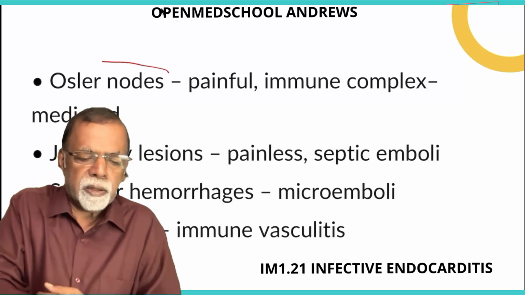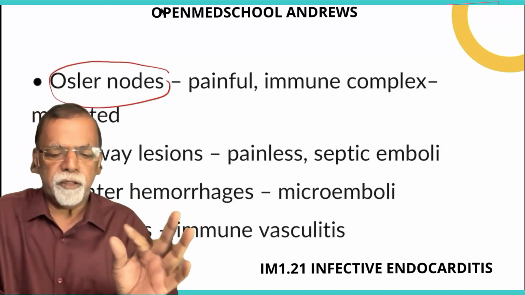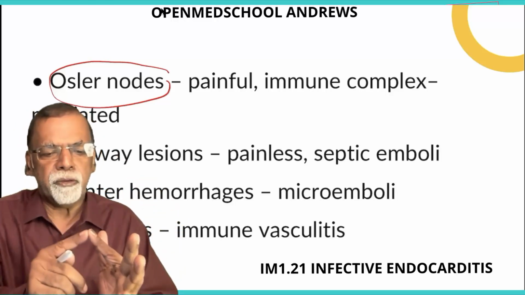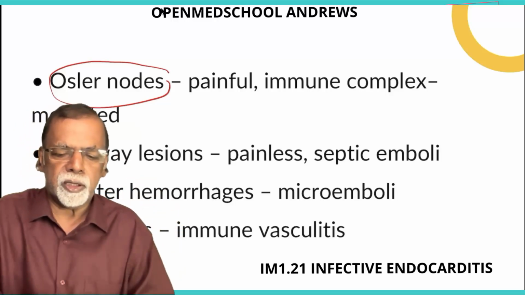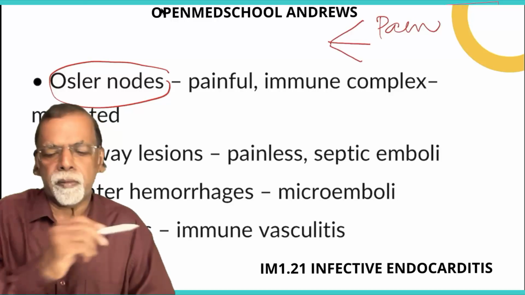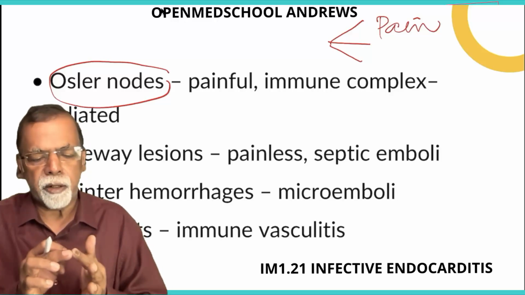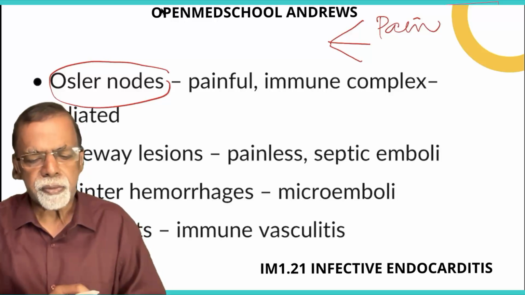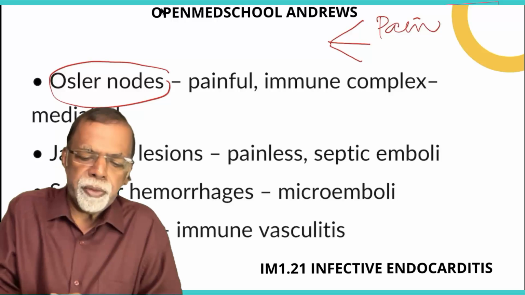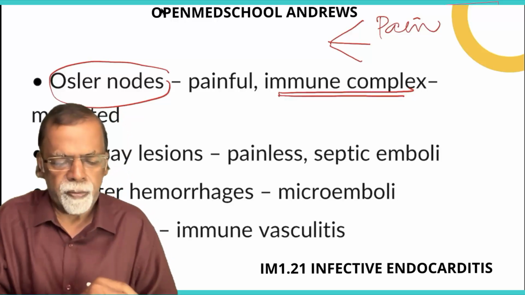We are very familiar: Osler's nodes are 3 P's. They are painful, pea-sized, pulp of finger. So these are the 3 P's regarding pain. Remember, it is painful, pea-sized, on the pulp of the finger. If you palpate, there will be tenderness. It is due to immune complex. So Osler's nodes are due to immune complex.